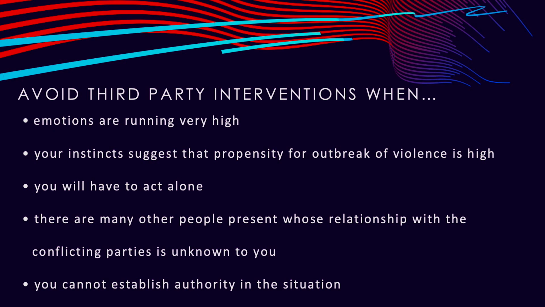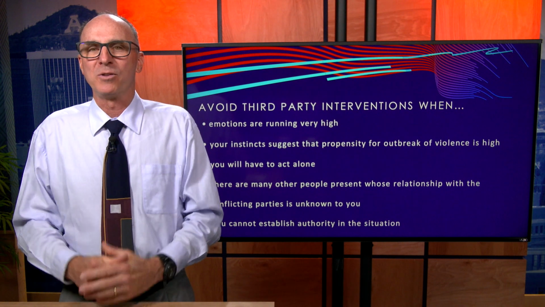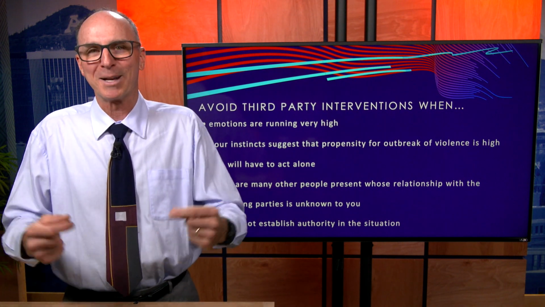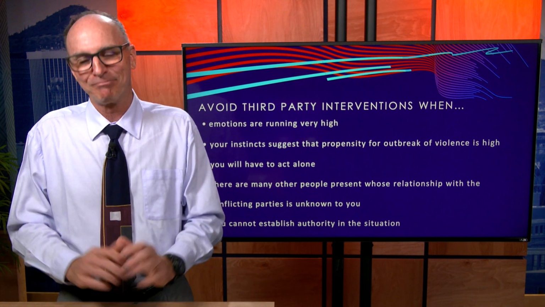There may be other people present whose relationship with the combatants is unknown to you. Again, a dangerous situation because you might see two people fighting and suddenly it could turn into 7 people fighting and 6 on 1. That's a very unfortunate situation to be in, so be mindful of that possibility. Also, when you cannot establish authority in a situation, when you think there's no way I'm going to be able to go in there and start giving them verbal commands with a reasonable expectation that they're going to listen to me.